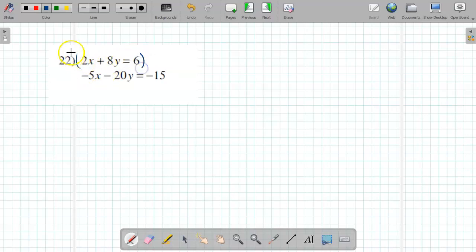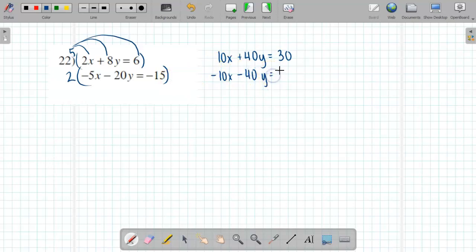So I'm going to multiply the top equation by 5 and the bottom equation by 2. I don't have to change the signs because one's already positive, one's negative. So I'll get 10x plus 8y equals, oh, that's wrong, hold on. Whenever we do this, make sure that you multiply every number by that 5. So you'll have 10x plus 40y equals 30. And then for the bottom equation, we'll have negative 10x minus 40y equals negative 30.